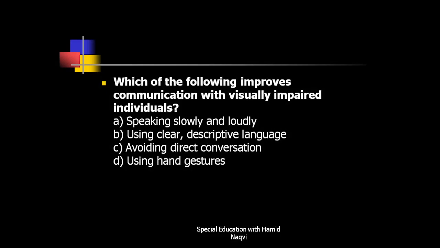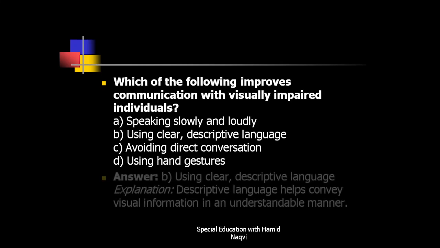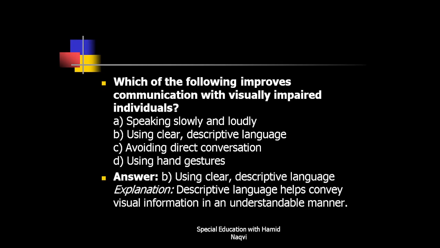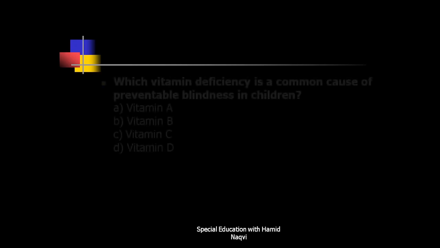Which of the following improves communication with visually impaired individuals? Speaking slowly and loudly, using clear descriptive language, avoiding direct conversation, using hand gestures. Answer is using clear descriptive language. The reason is descriptive language helps convey visual information in an understandable manner.